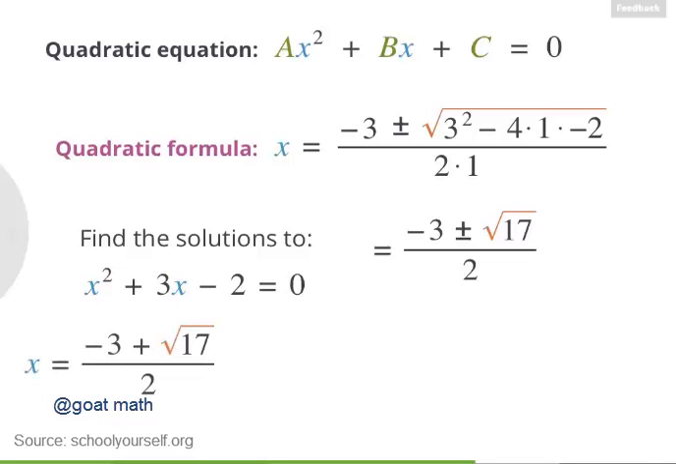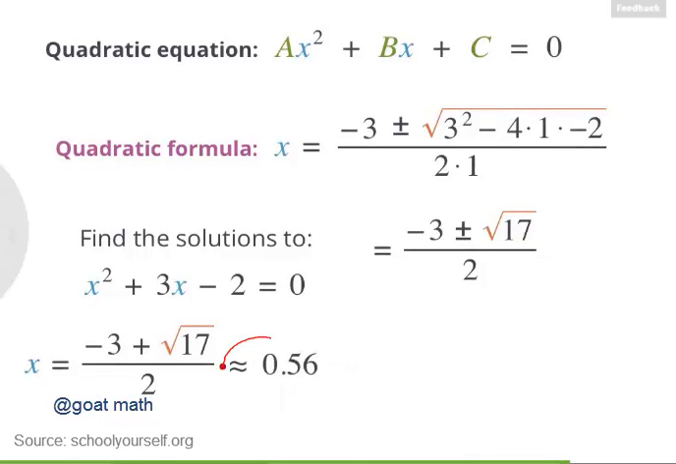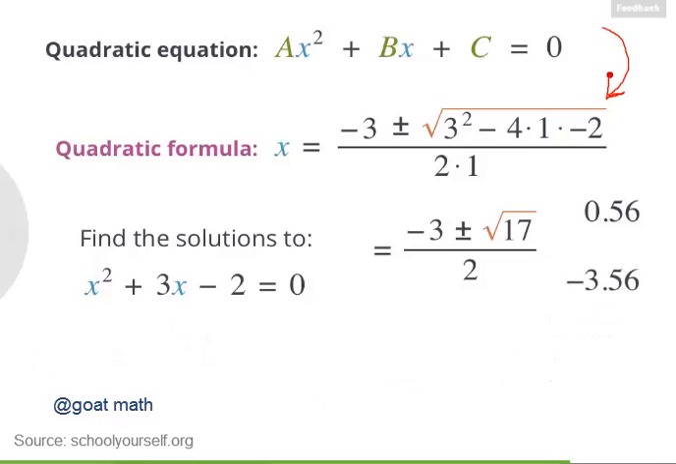So then one of the solutions is negative 3 plus root 17 over 2. Try writing this solution as a decimal, rounded to 2 decimal places. Excellent! So one of the solutions is approximately 0.56. To find the other solution, you'd have a minus sign in front of the square root, and this is approximately negative 3.56. So by plugging the coefficients into the quadratic formula, we found the two solutions to this equation.